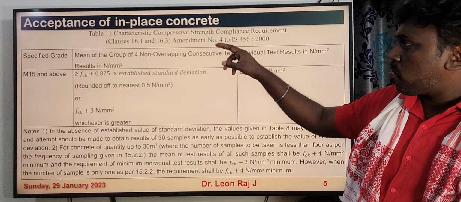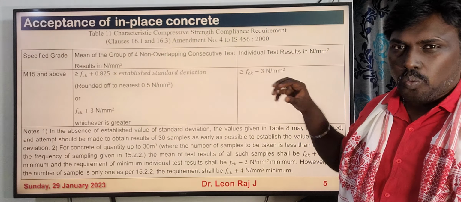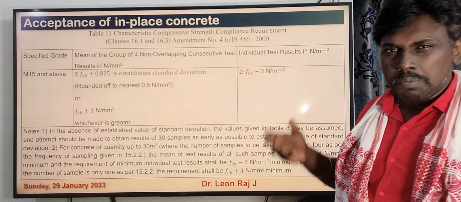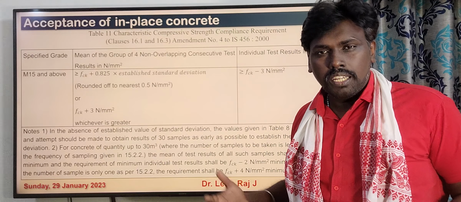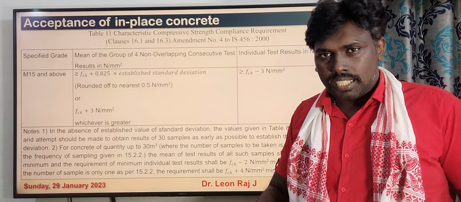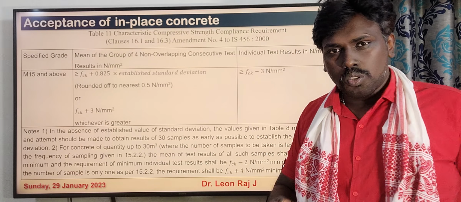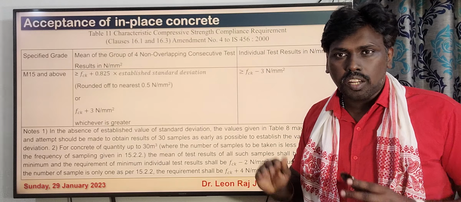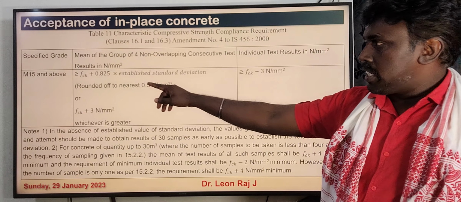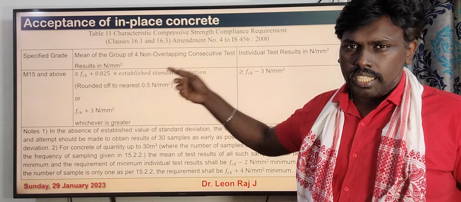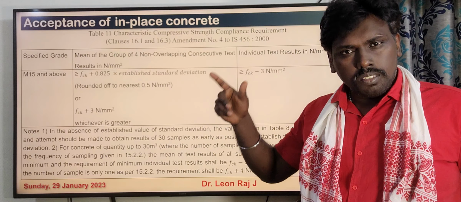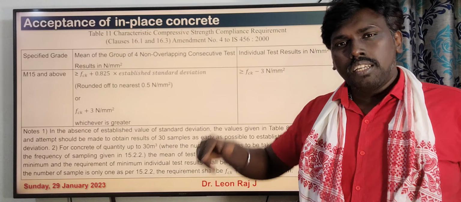The acceptance criteria of concrete in place. What is meant by in-place concrete? We prepare the concrete at a ready-mix batching plant, then transport it to the site. At the site, the concrete which we use for slabs, beams, columns, all of these, is called in situ concrete or in-place concrete. The acceptance criteria for in-place concrete strength, laboratory-level testing, and core-level testing are different.